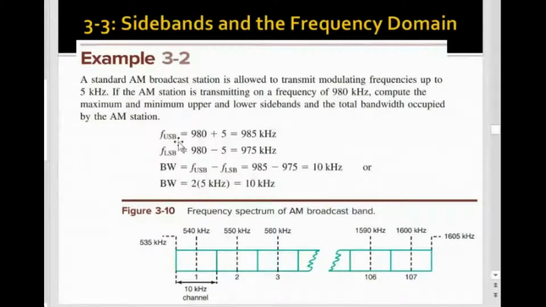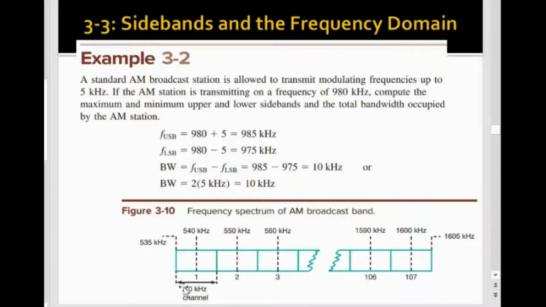So our upper sideband is 980 plus 5, which is 985 kilohertz. Our lower sideband frequency is 980 minus 5, which is 975 kilohertz. Then the bandwidth is the upper sideband minus the lower sideband, so 985 minus 975 is 10 kilohertz. Or 2 times 5 kilohertz, which is the modulating frequency, is 10 kilohertz. Here it is showing the frequency spectrum of the AM broadcast related to this example.